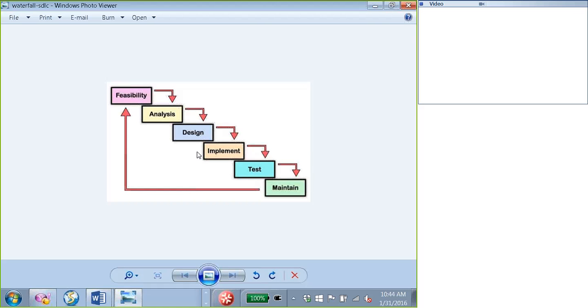We'll also deep dive and discuss this more. I'll take some examples and discuss this when I start talking about Agile.